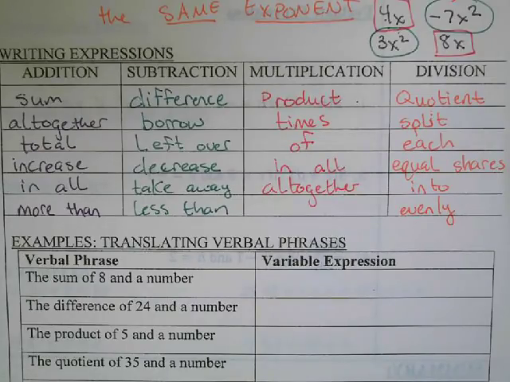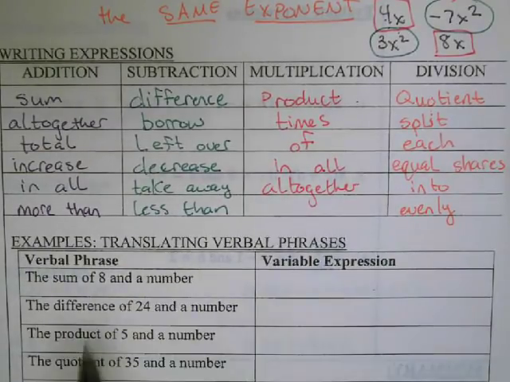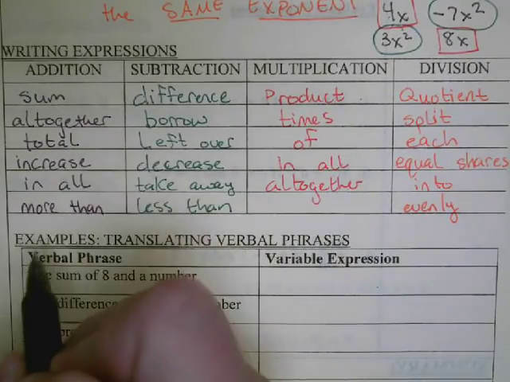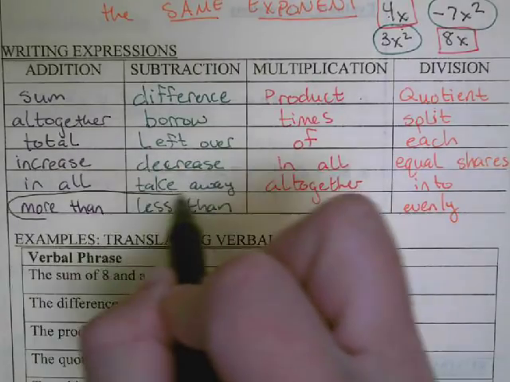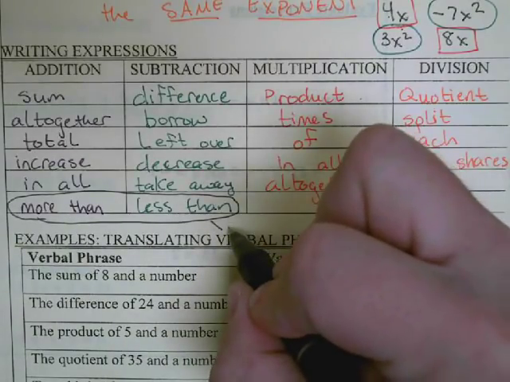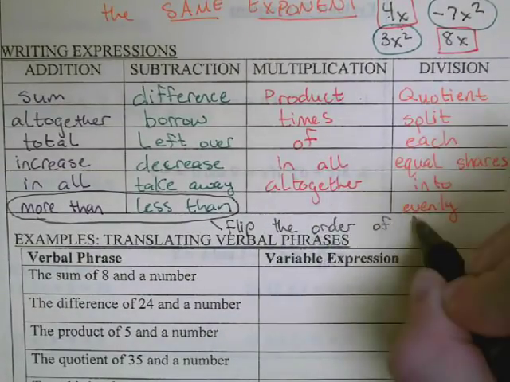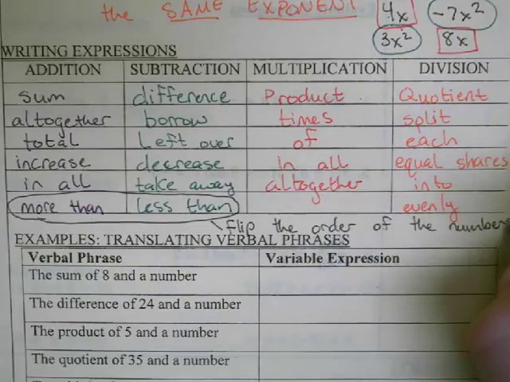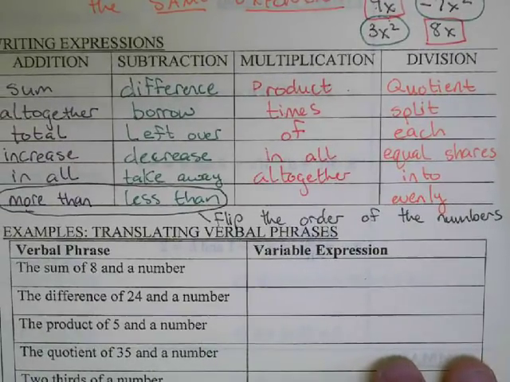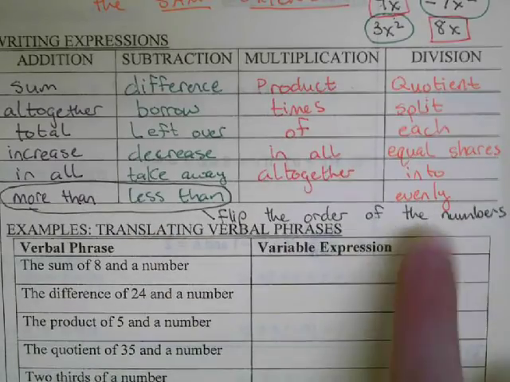Okay, so hopefully you paused and got this whole list written down. There's one important thing I need to add to this, and that's this idea of more than and less than. Both of these are special in the sense that when we see them, we have to flip the order of the numbers. And as we move through these examples that we're about to do, when we get to one that uses more than or less than, this idea of flipping the order of the numbers will make more sense.